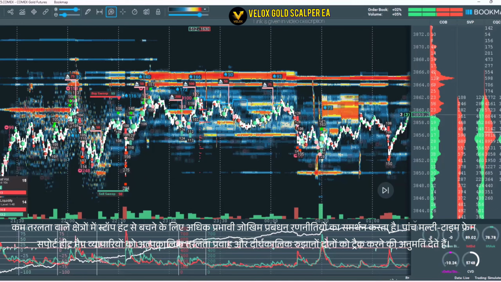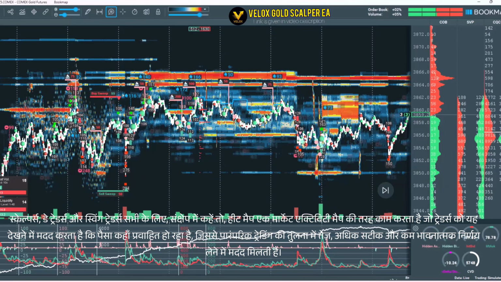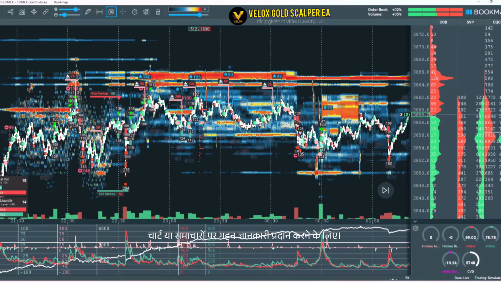5. Multi-time frame support. Heat maps allow traders to track both short-term liquidity flows and long-term trends. Useful for scalpers, day traders, and swing traders alike. In short, a heat map acts like a market activity map that helps traders see where money is flowing, enabling faster, more accurate, and less emotional decision-making compared to traditional trading based only on charts or news.